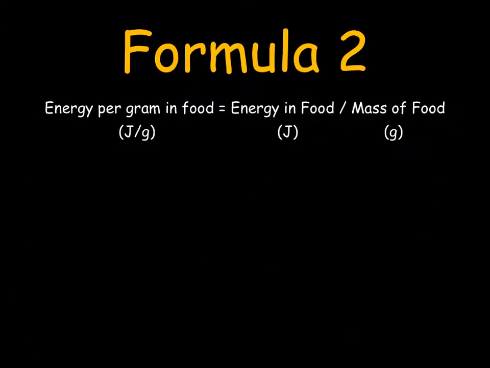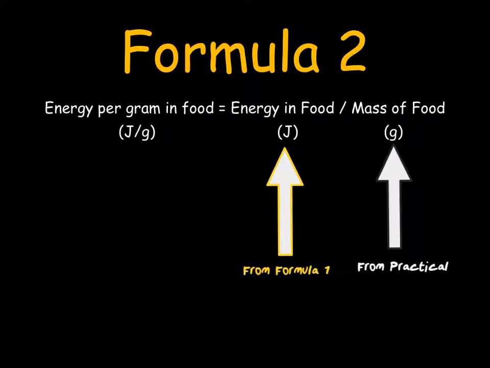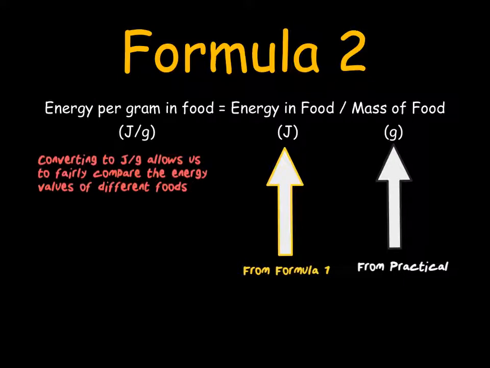Our second equation allows us to work out the energy per gram in the food. To do this, we take the value we calculated in Formula 1, which was the energy in food, and we divide it by the mass of the food that we recorded right at the beginning of the method for the practical. By converting from the energy in food in joules to the energy per gram in food of joules per gram, this allows us to directly compare the energy values of different foods.